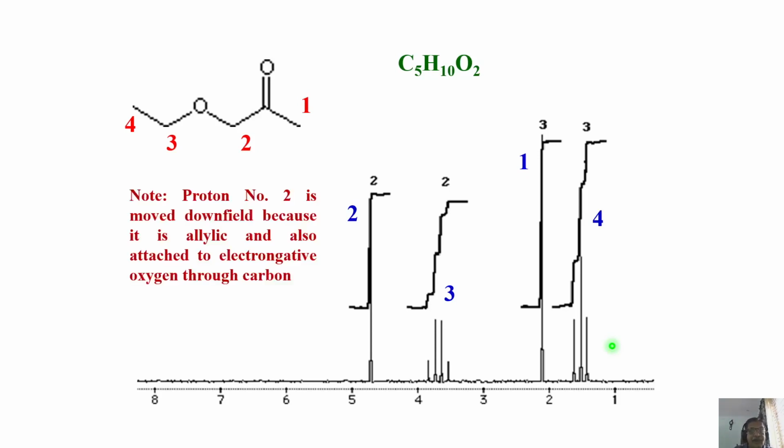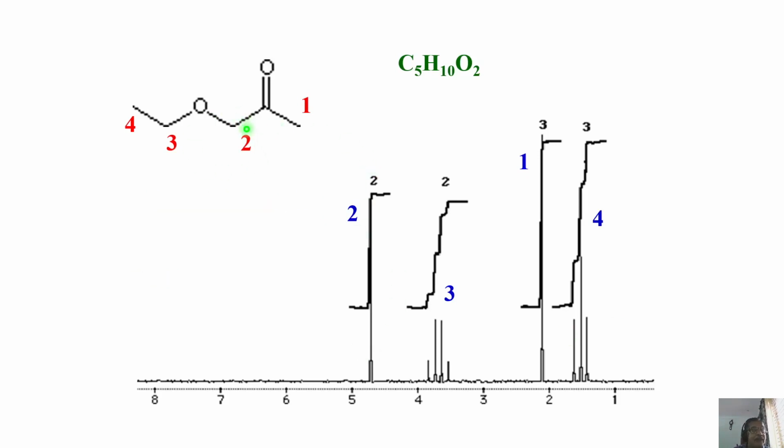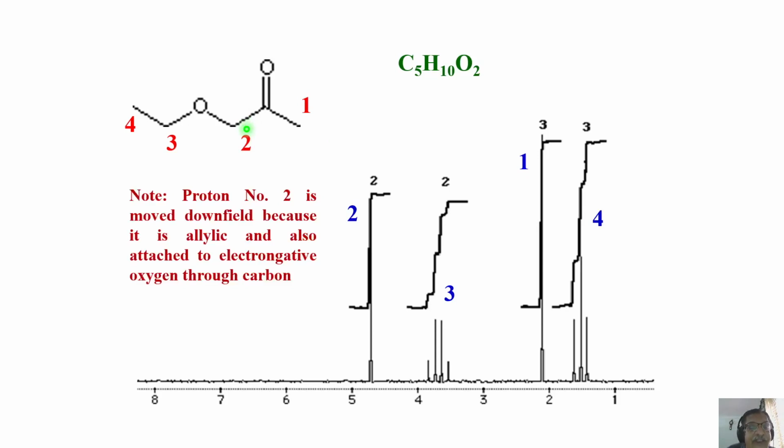Now, why has this proton 2 moved downfield? This is one important question we can answer, because we have discussed a lot about chemical shift, and what happens when a proton is attached to an electronegative atom. Remember, proton 2 is moved downfield because it is an allylic proton and is also attached to electronegative oxygen through carbon. As a consequence, this proton moves very much downfield.